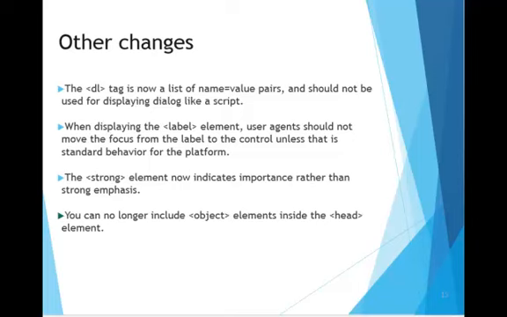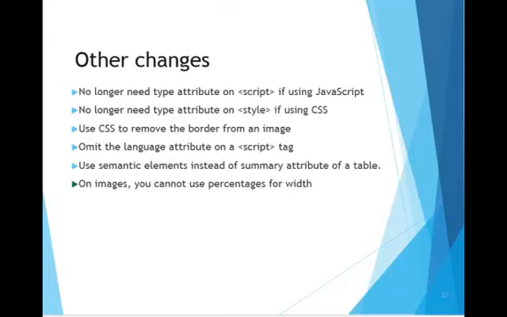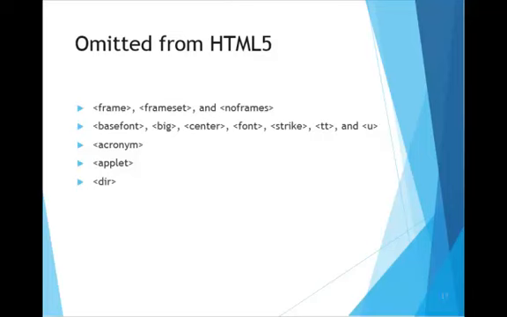The strong element now indicates importance rather than strong emphasis, and you can no longer include object elements inside of the head element. We no longer need the type attribute on script or style if you're using JavaScript or CSS. We also want to use CSS to remove the border from an image and omit the language attribute on script tags. Use the semantic elements instead of summary attributes on tables, and on images, we can't use percentages for width any longer. These are the tags that have been omitted from HTML5.